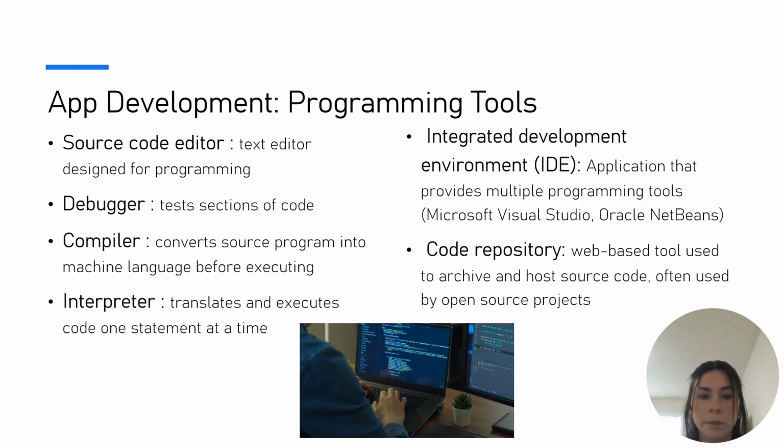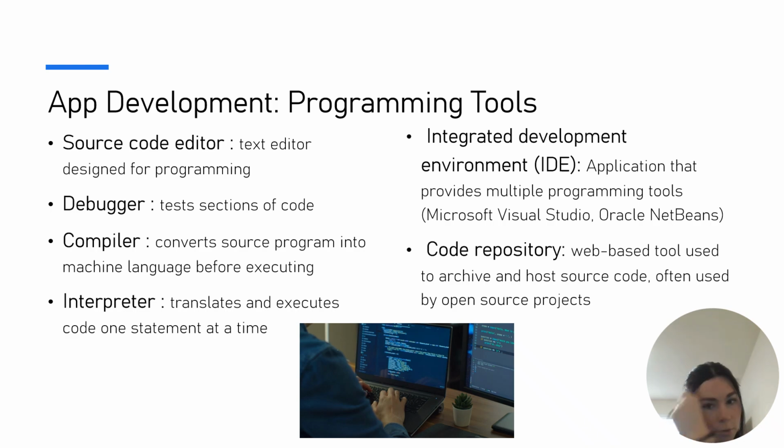App development programming tools. The source code editor is a text editor designed for programming. A debugger tests sections of code. A compiler converts source programs into machine language before executing. An interpreter translates and executes code one statement at a time.